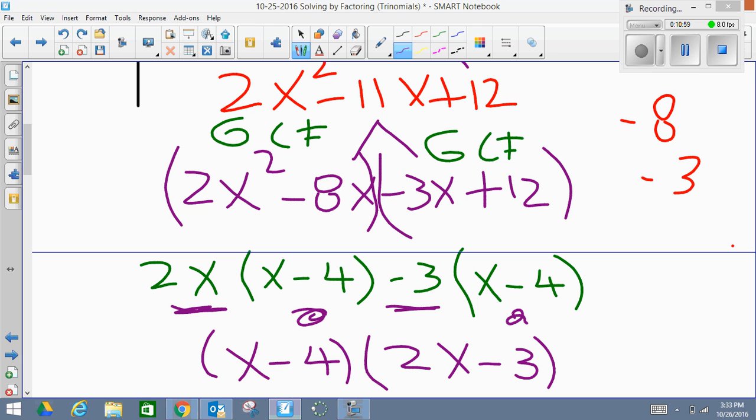I went through GCF quickly. If you need help, go back to my previous video. It was on the 24th, and I explained the step-by-step GCF and difference of squares.